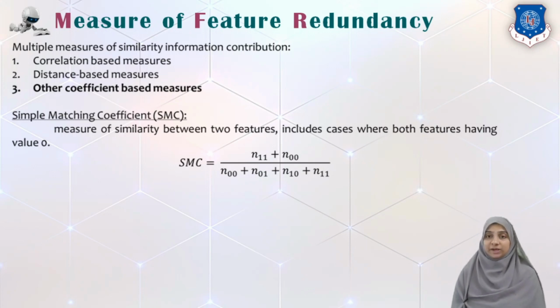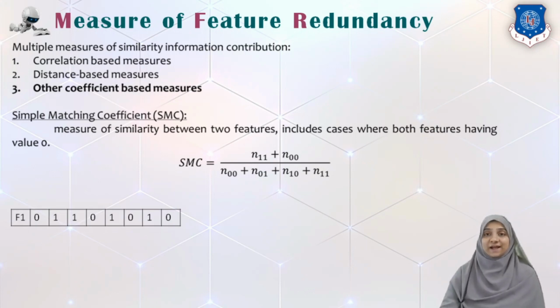So SMC is calculated as the number of elements having both true values, n of 1, 1, plus the number of elements having both 0 values, that is n of 0, 0, divided by n of 0, 0 plus the number of elements with 0, 1, plus the number with 1, 0, plus the number of elements n of 1, 1. If you have noticed carefully, you would come to know that our denominator is nothing but the set of all elements in a given data set, that is n.